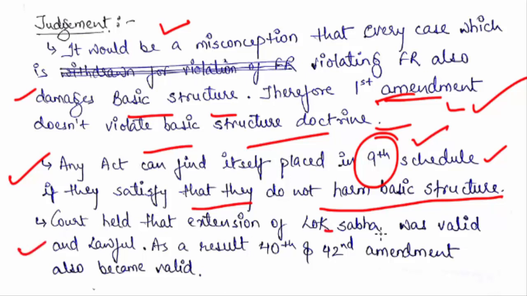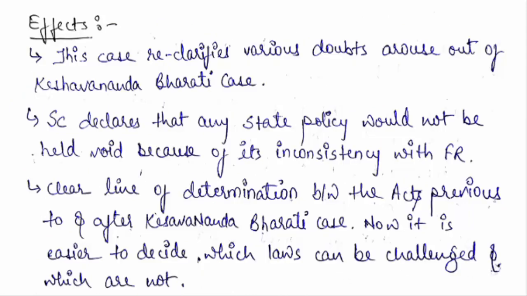The court held that the extension of the Lok Sabha was valid. The 40th and 42nd amendments came during the Emergency, and the tenure of the government was increased by one year, and the Lok Sabha was claimed to be not legally existing. So are the amendments brought during that time legal and constitutional? The court held that the extension of the Lok Sabha was valid and lawful, all procedures were followed, and as a result the 40th and 42nd amendments also become valid, right?